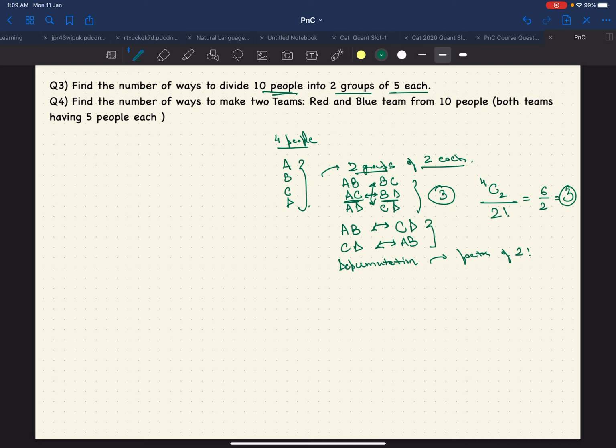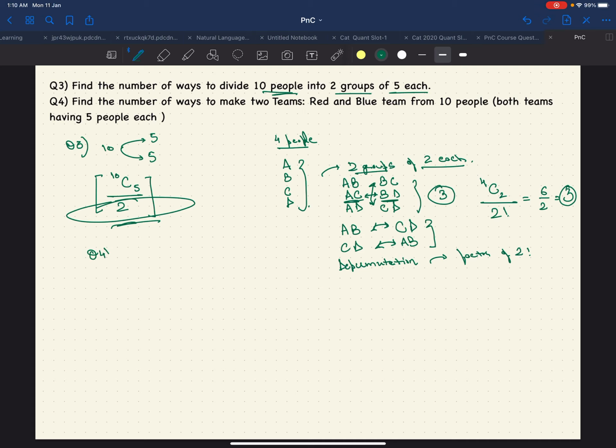Now, coming back to the question, we had 10 people. So this is question 3. And we are selecting 5 each from them. And therefore, the total number of ways would be 10C5 divided by 2. We use the same concept which we just saw. So this is the required answer. Now, after doing question 4, things will become clearer, like why we did a depermutation here. So you don't have to worry right now.